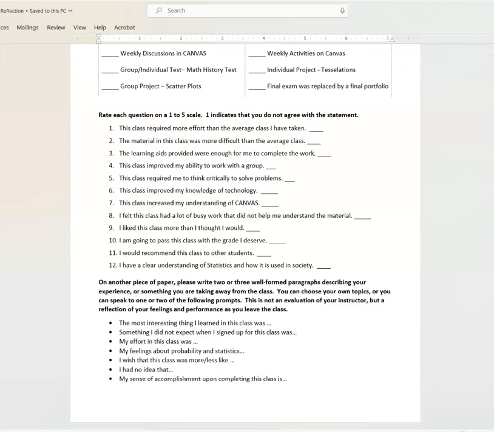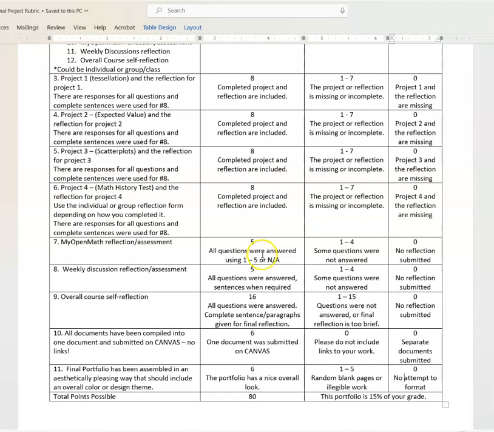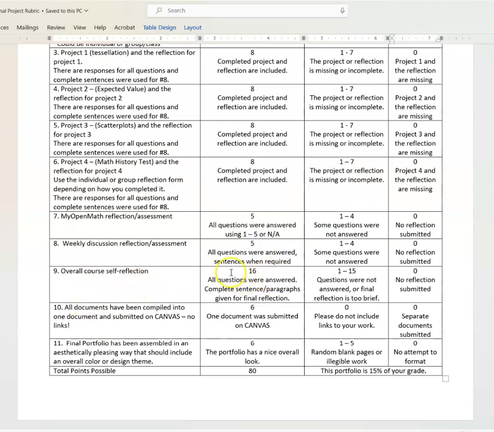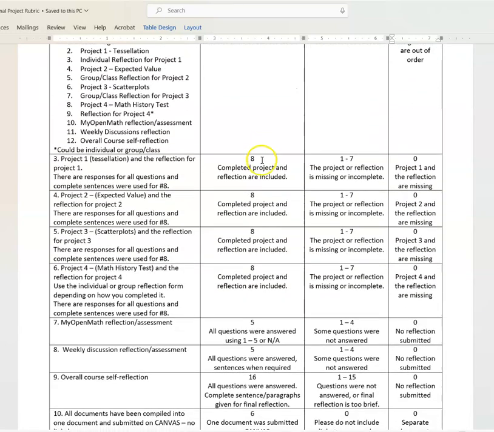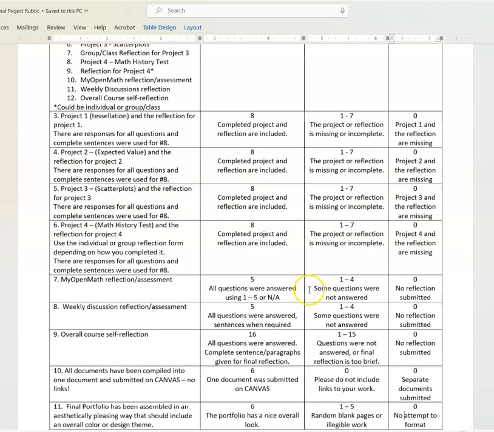And so going back to the rubric here, that final overall course reflection is 16 points, so that's quite a bit, and I think about 12 points of that comes from that last final thoughts about the course. All of the projects, the tessellation, expected values, scatter plots, and math history, there's 8 points for having the project in there, not a link, but the actual completed project. The whole project, so even scatter plots that take several pages, no big deal, put it in there. And then including the reflection that follows it.